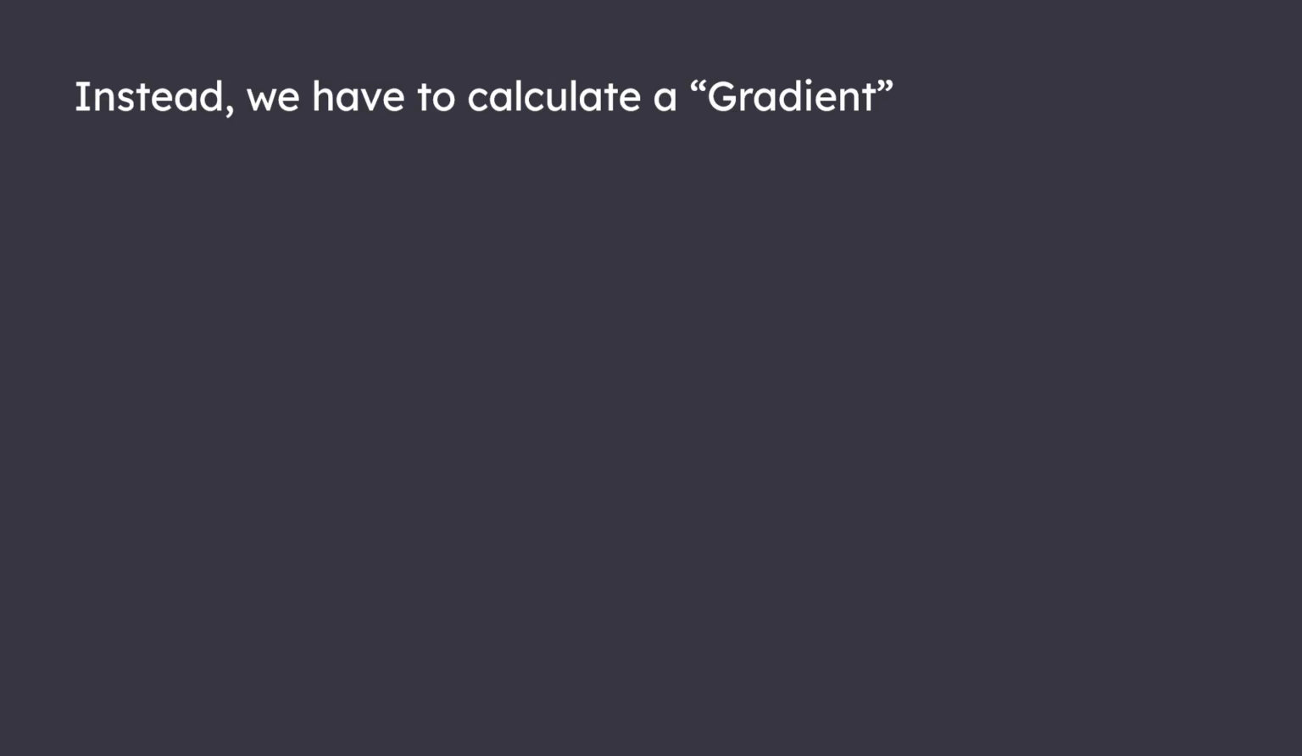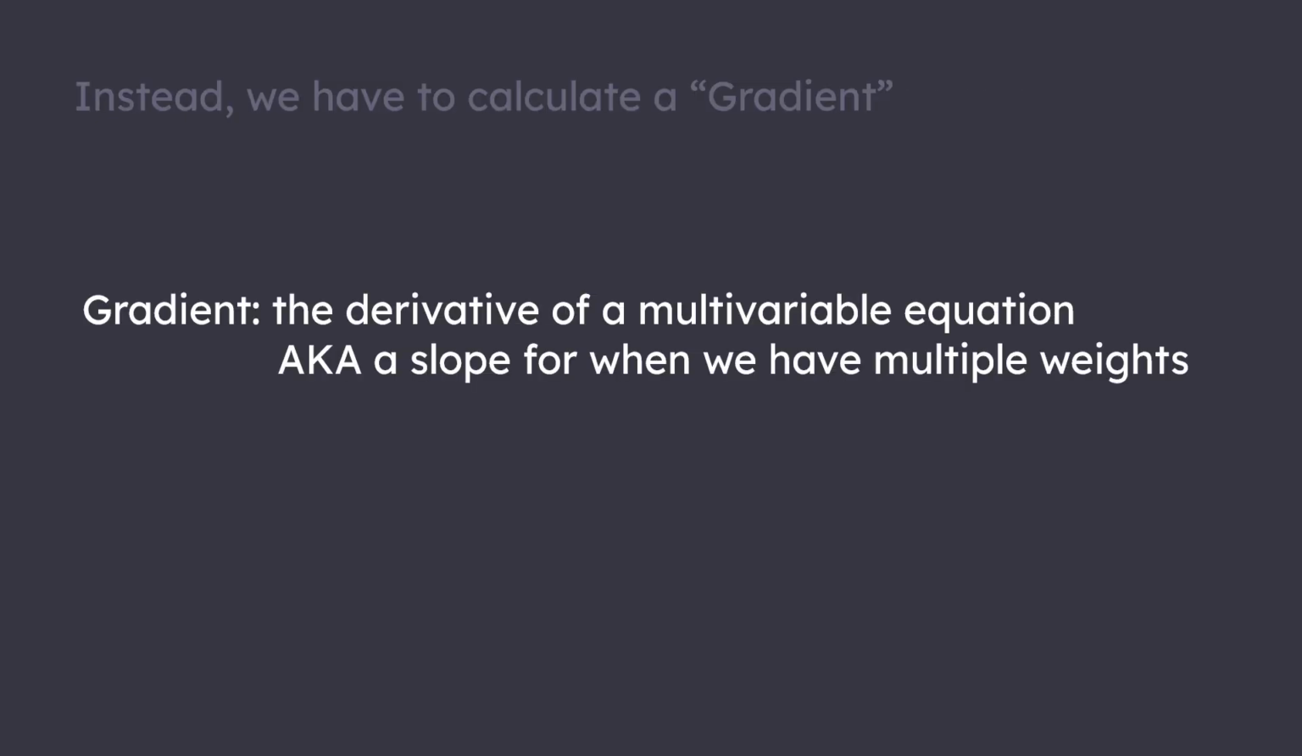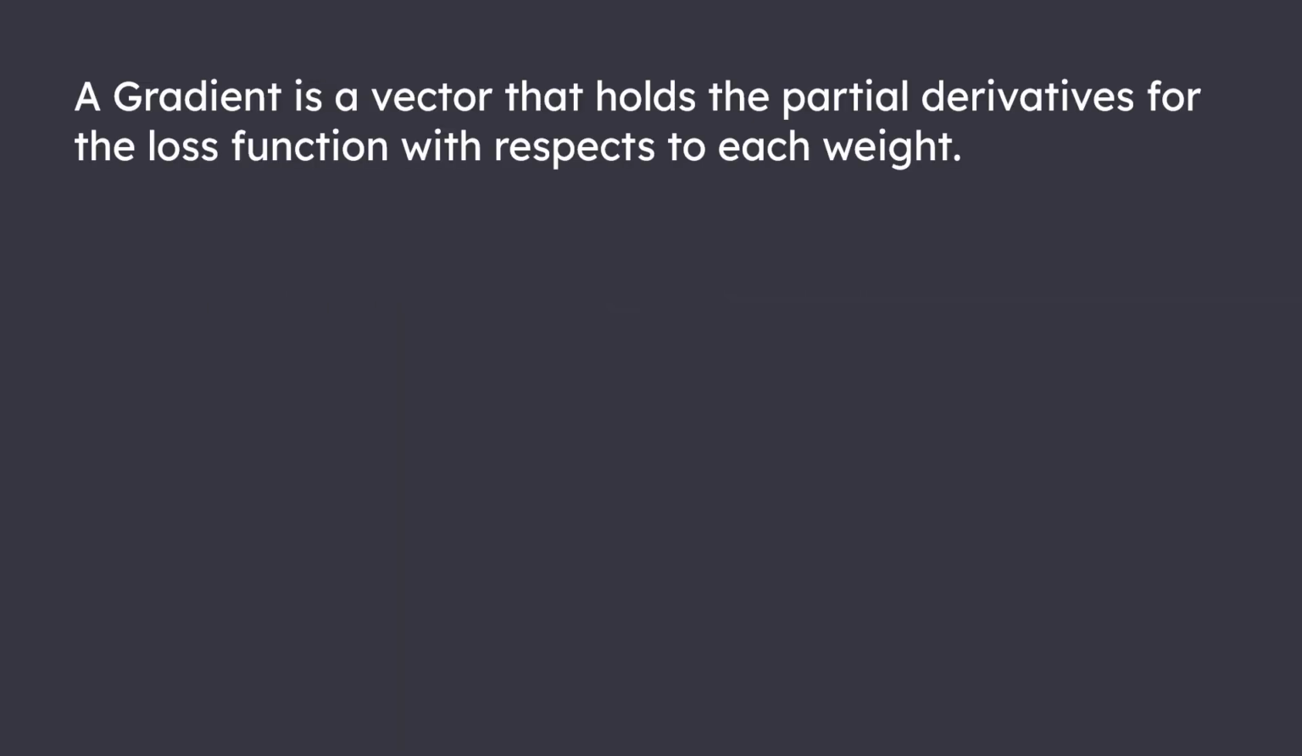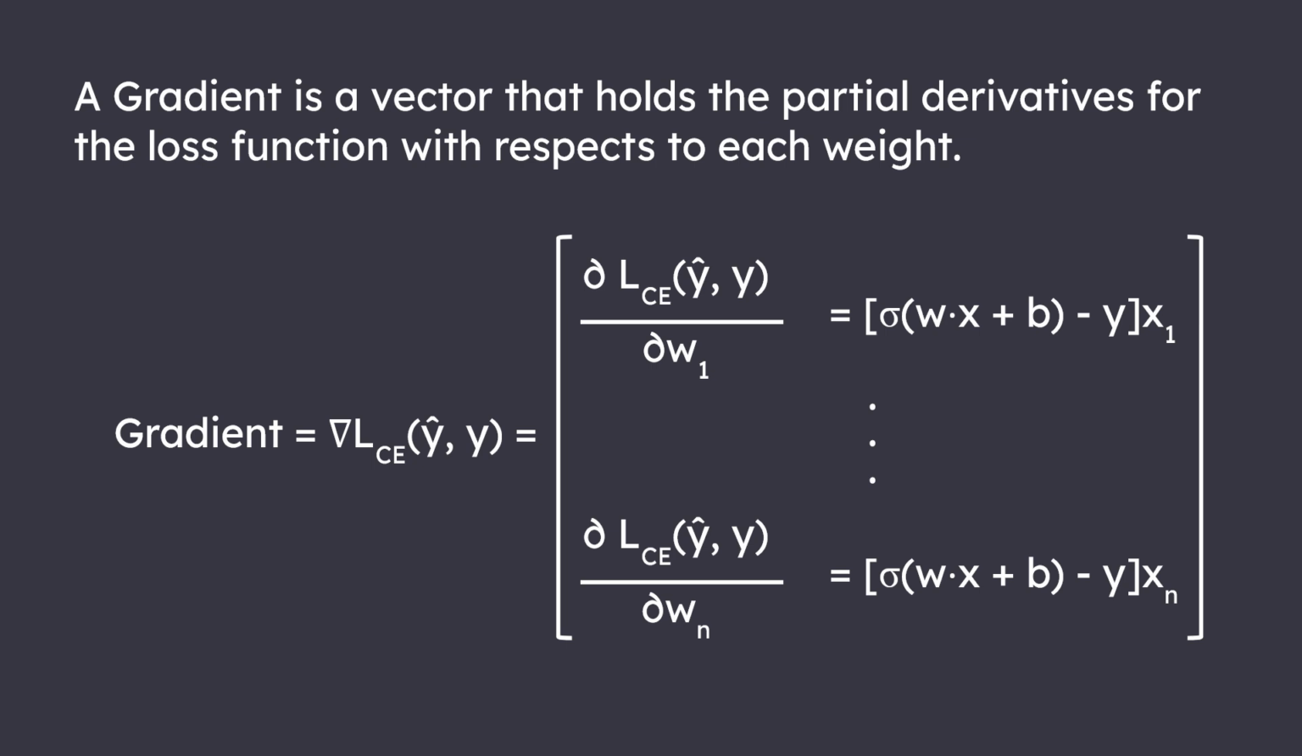Instead, we have to calculate the gradient. The gradient is the derivative of a multivariable equation. It's a slope for when we have multiple weights. A gradient in this case is a vector that holds the partial derivative for the loss function with respect to each weight. Here is the equation for the gradient.